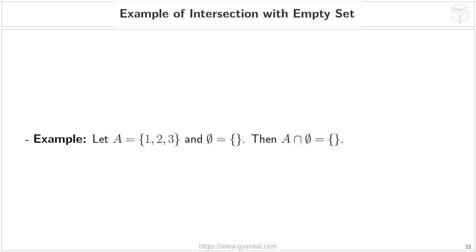This is because when we examine set A and ask what elements it shares with the empty set, there are simply no elements in the empty set to share. Therefore, the resulting intersection is also an empty set, a set with no elements. This reinforces what we learned on the previous slide. The intersection of any set with the empty set always results in the empty set. It's a direct consequence of the definition of intersection.